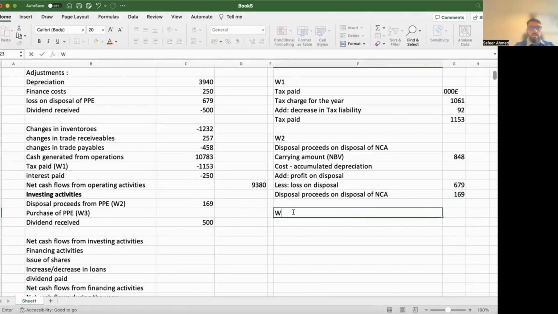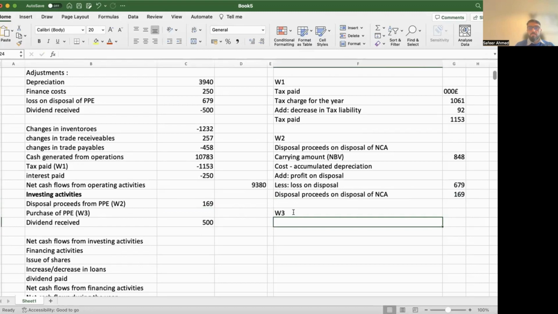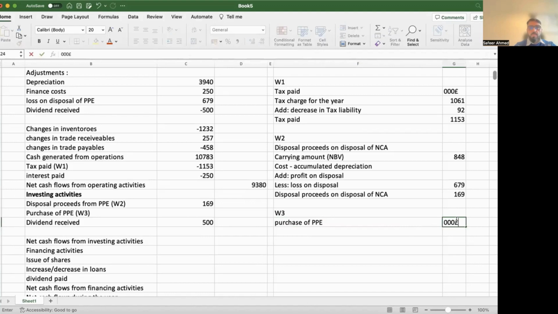Now the next working, which is working 3, although they did not explain it to you explicitly that there were some assets bought, if you look at the property, plant and equipment amounts in the 2 years, which is in your second picture you must have taken, you can see that there is a huge difference. So of course they must have bought some property, plant and equipment during the year. How we calculate that, I'm just going to show you here.